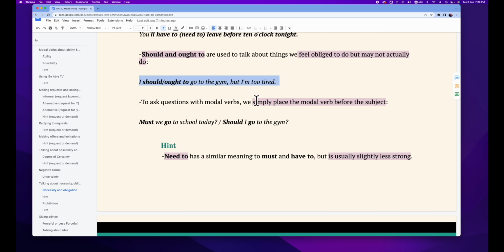Then how about asking questions with modal verbs? We simply place the modal verb before the subject. Must we go to school today? Should I go to the gym? And there are some hints.